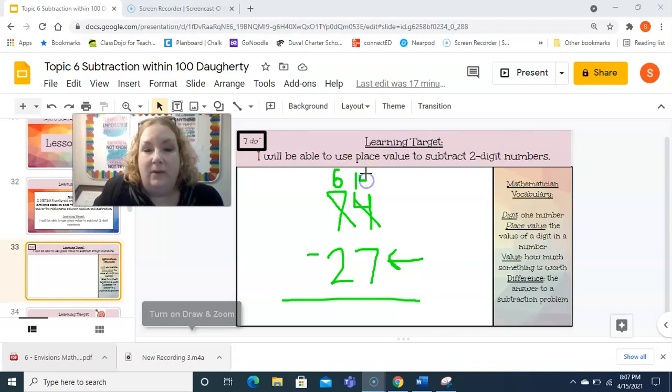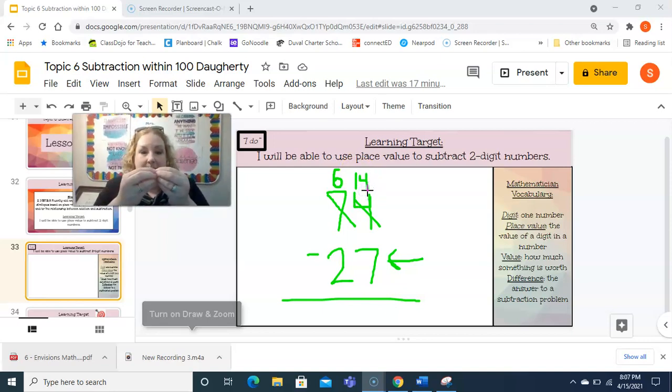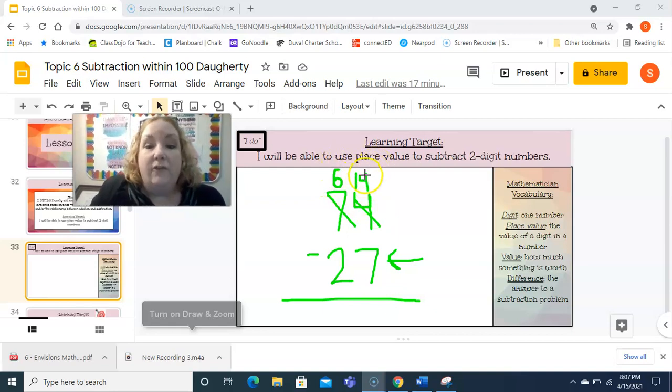Remember last week when we would take our tens rod away from the tens and give it to the ones and break it up into ones, we had 14 ones if we took one away and added it to the 4. That's what we're doing here. So 14 minus 7, we can go ahead and subtract. That would be 7.